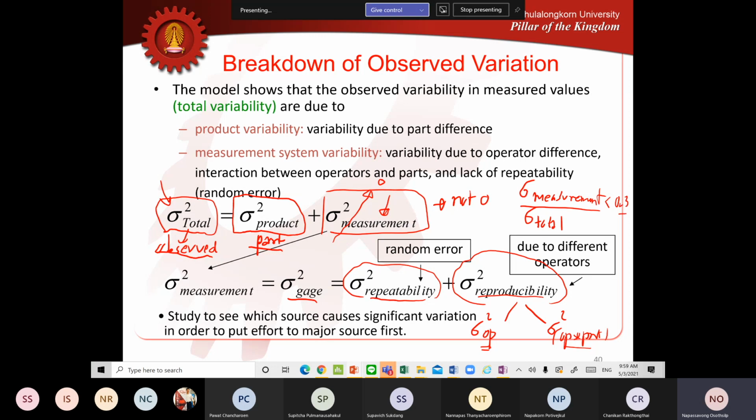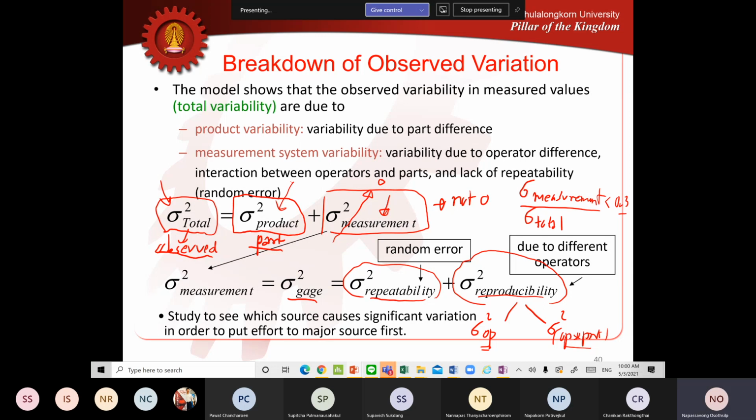So if this ratio is less than 0.3, that means the variation among measurements that comes from the measurement system is small enough for us to be able to use that measurement system to measure the variation of the parts.